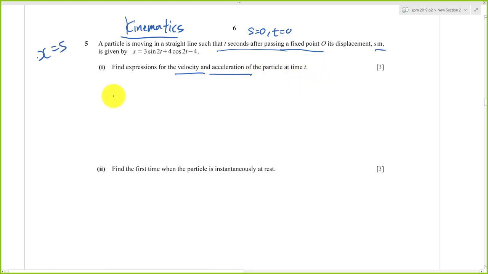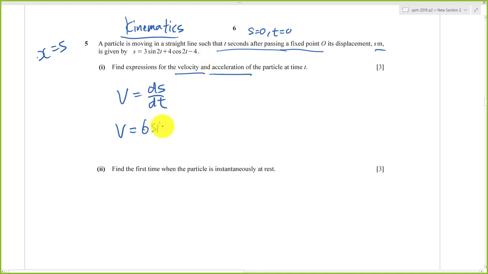So now you have S. They ask about velocity and then they ask about acceleration. If you're not sure how to get velocity and acceleration, you can always draw out this one. As I want to go to V, what will I do? I will differentiate, right? Then from V, I want to go to A. What will I do? I will differentiate, right? So this is what I will do. In order to get V equals ds/dt, I will just differentiate my S here.